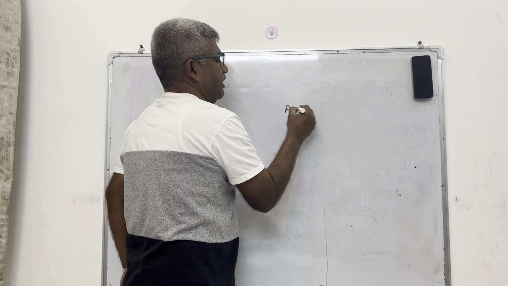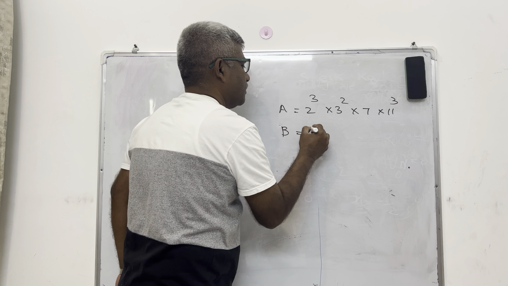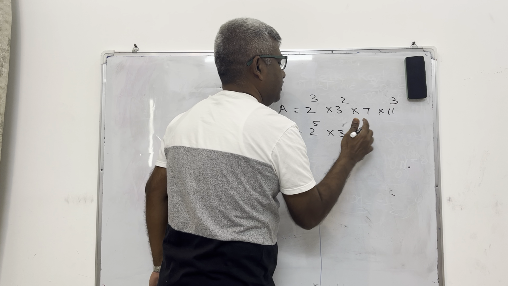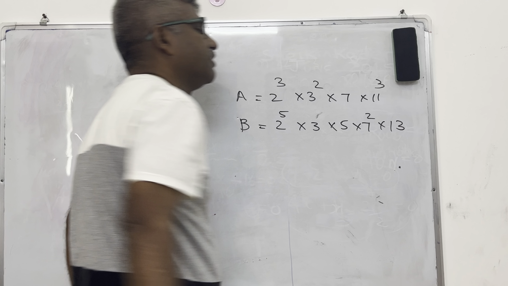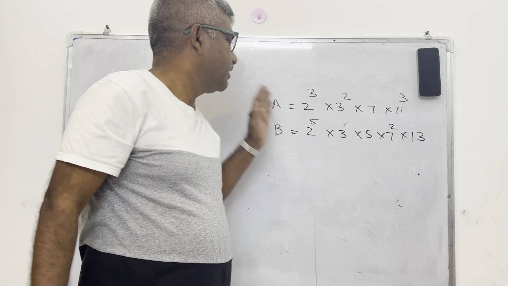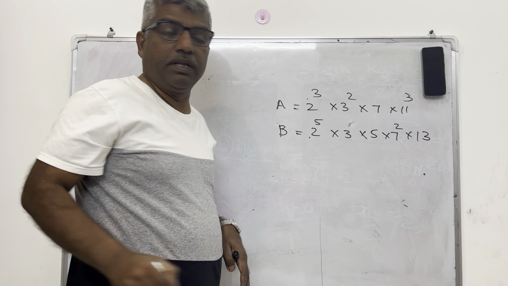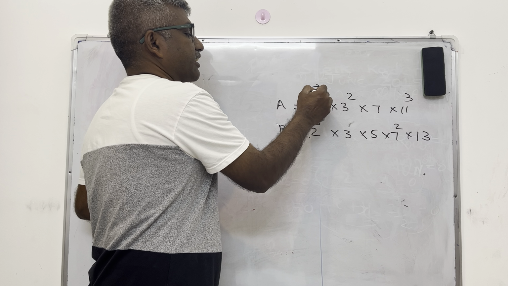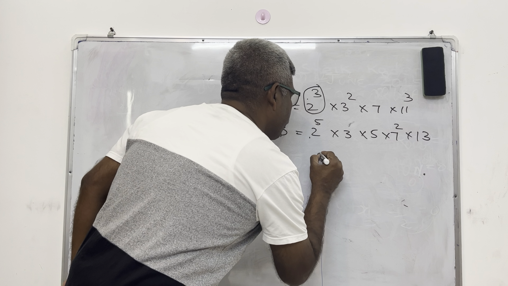I will tell one number: A is 2 cube times 3 squared times 7 times 11 cube. B is 2 power 5, 3 power 3 cross 5 cross 7 squared cross 13. Here what is the greatest common factor in this A and B? 2, it is in both places and the lowest one is 2 cube. Here 5, here 3. 3 is the lowest number. So the greatest common factor of A and B is 2 cube.